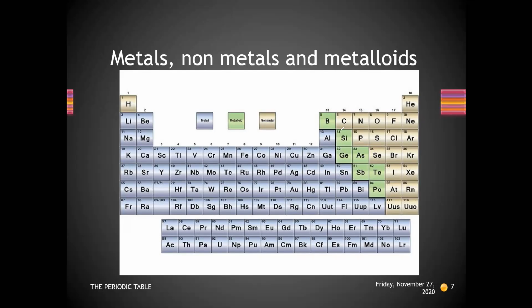Or you can also make a staircase like this as well. If I draw a staircase, you can learn that the elements above and below this staircase are metalloids, except for aluminum. So boron, silicon, germanium, arsenic, polonium, thallium, these all are metalloids. Metalloid means some properties resemble metals, some properties resemble non-metals.